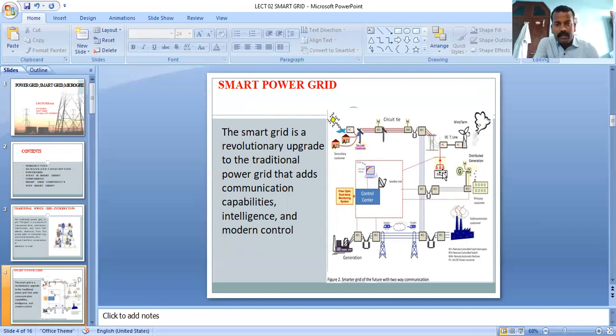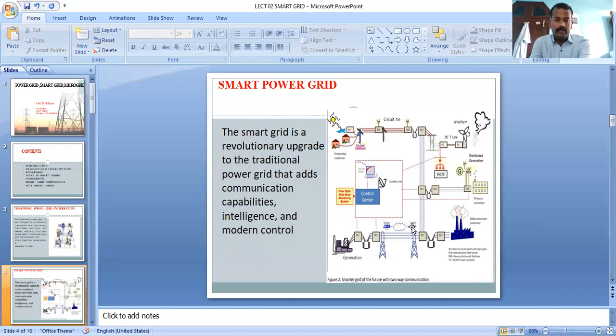This is the FACTS. You will read it in detail in next unit. FACTS means flexible AC transmission system, right? And this is the wind farm. This is the power generated at load end. Power generated at load end is also known as distributed generation. All the different types of sources can be connected and utilized in a smart grid, right?